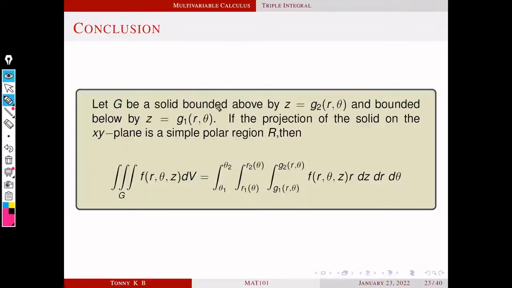Then we can conclude everything using this result. Let G be a solid bounded above by the surface and below by this one. The projection of the solid on the xy plane is a simple polar region R. Then the triple integral over G of dV in terms of cylindrical coordinates is like this.